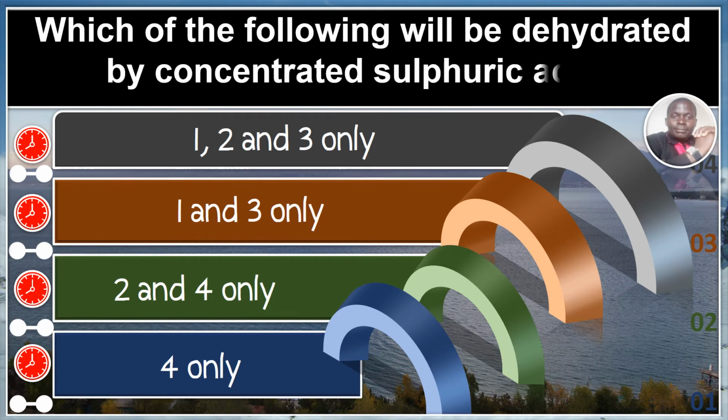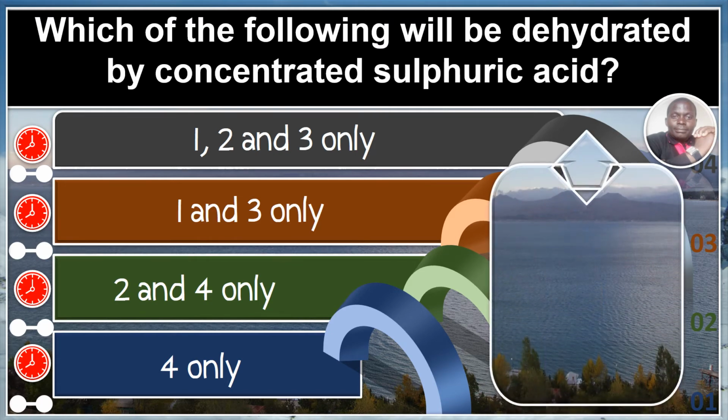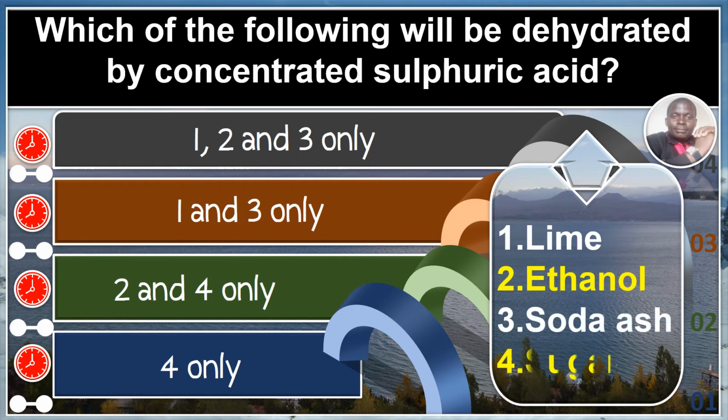Which of the following will be dehydrated by concentrated sulfuric acid? 1. Lime. 2. Ethanol. 3. Soda ash. 4. Sugar. It's 2 and 4 only, which are ethanol and sugar.